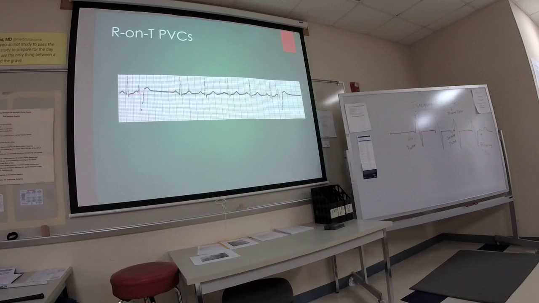This just means that the R wave is up on the T wave. These are PVCs because they're wide, right? They're almost 4 boxes wide. So they're wide. They're unifocal PVCs with the underlying rhythm of sinus.